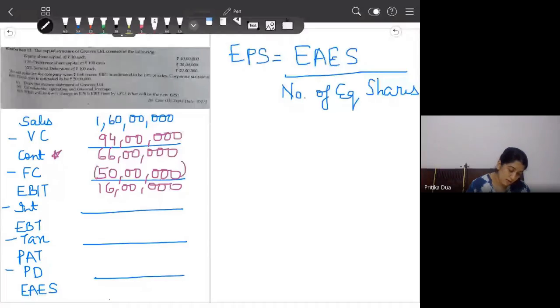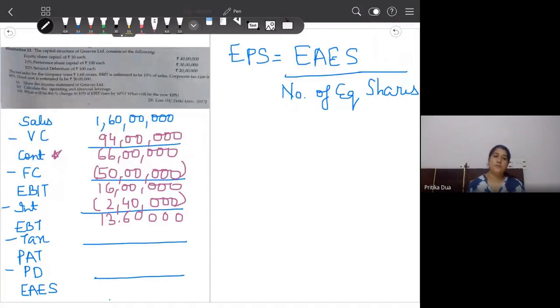After that, you are given the interest. Interest will be on your debentures, 20 lakh debentures. The value is 20 lakh. The rate of interest is 12%. So 2,40,000 will be the interest. So 13,60,000 will be your earnings before taxes.